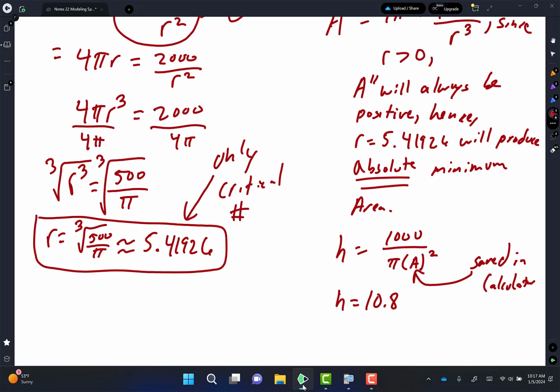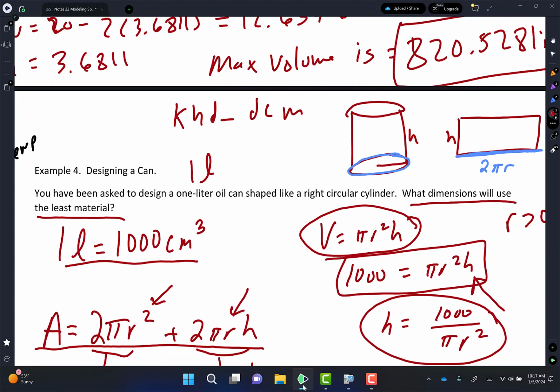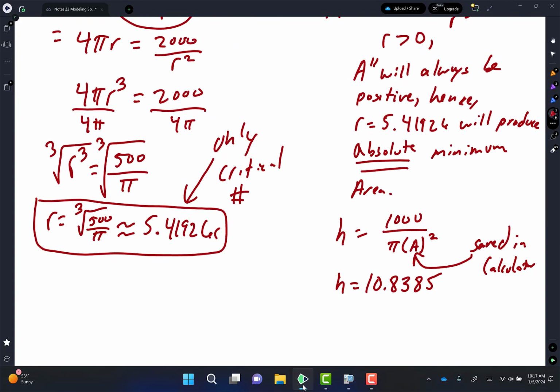Eight, 3, 8, 5. And I need units. If you are working with units, put units. Centimeters. I'm actually curious to see this graph.